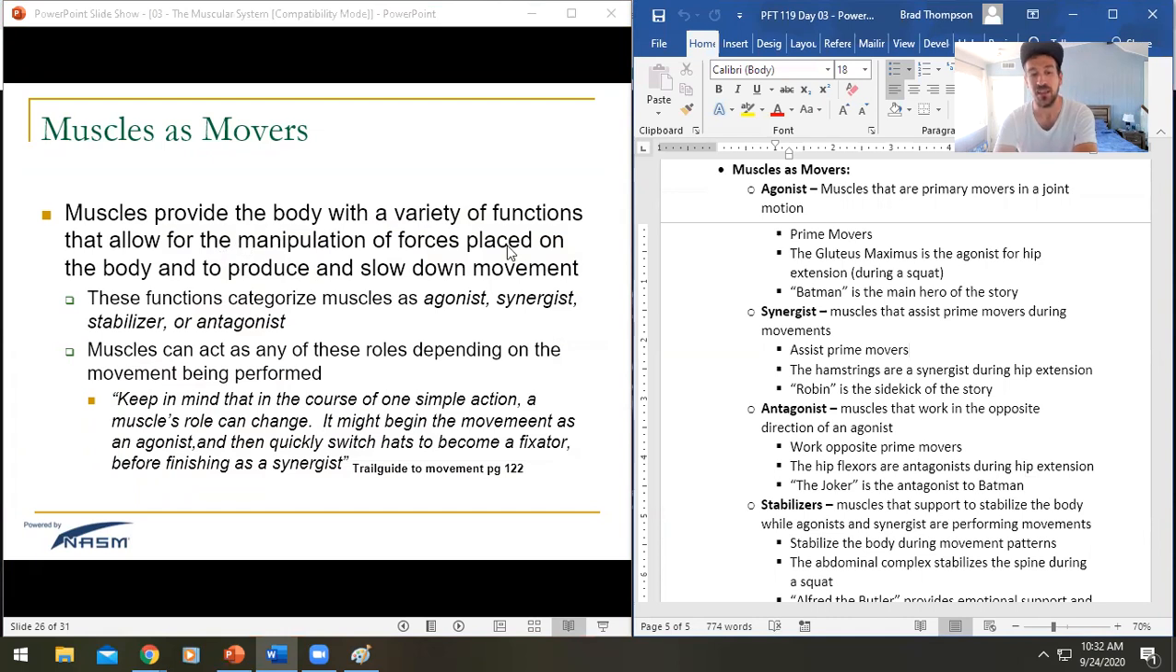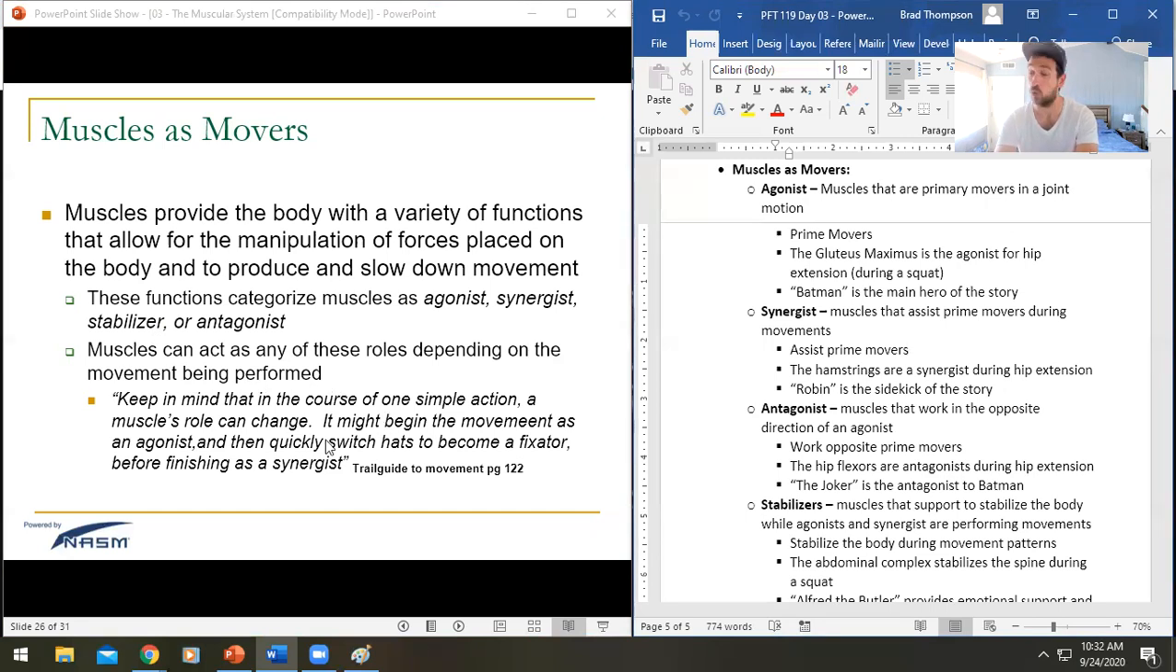But muscles provide the body with a variety of functions that allow them to manipulate forces placed on the body and produce movement. These roles, these functions, are categorized as an agonist, synergist, stabilizer, or antagonist. So muscles can act in any of these roles. That's one thing you've got to remember. There's no muscle that is only ever an agonist, right? It's an agonist in one situation. It's an antagonist in another situation. It might act as a synergist in another situation. So muscles can act in any of these roles depending on the movement.